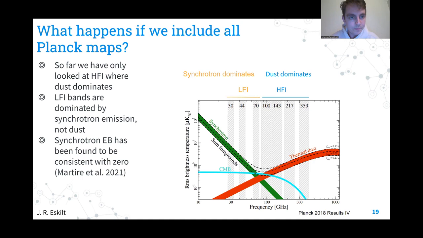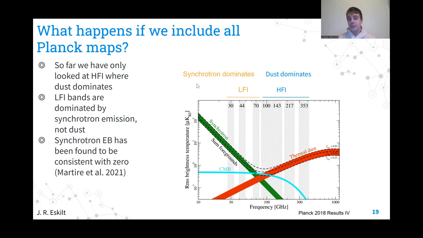So then we asked ourselves the question, what happens if we include all the Planck maps? So far, we have only included the high frequency instrument of Planck. These are these 4 bands you can see here, and they're dominated by thermal dust. So far we hadn't included the low frequency instrument of Planck, which was developed by a different team, calibrated by a different team. And these maps are dominated by synchrotron instead of thermal dust. And as I said, synchrotron EB has been found to be consistent with 0.